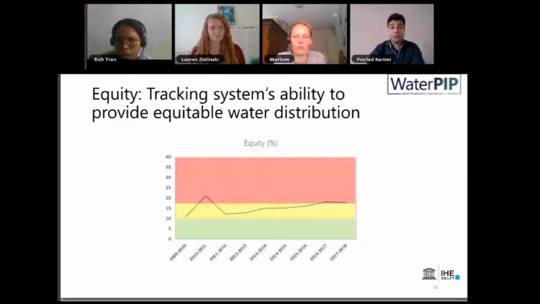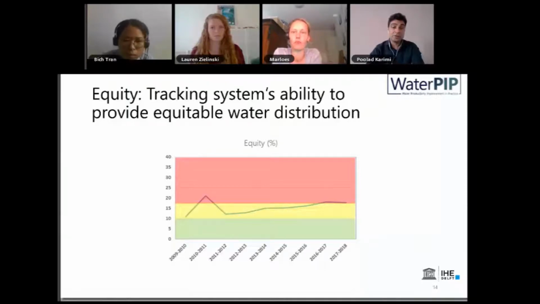We could also look into equity. Equity is a very important indicator. It tells us how fair is water distribution, how equitable our plans and operation of irrigation have been towards making sure that all the farmers have access to water with the amount that they need.